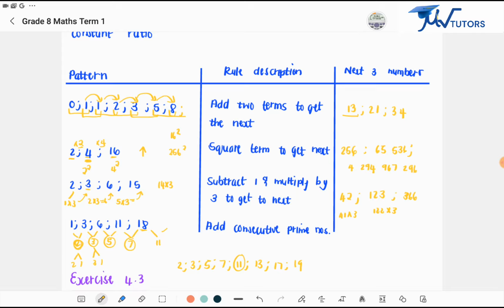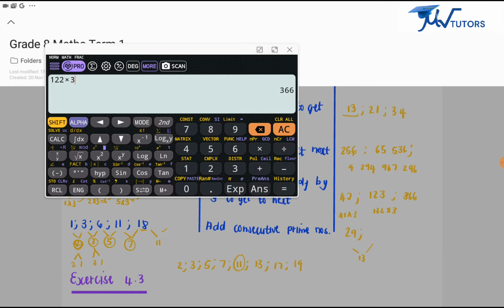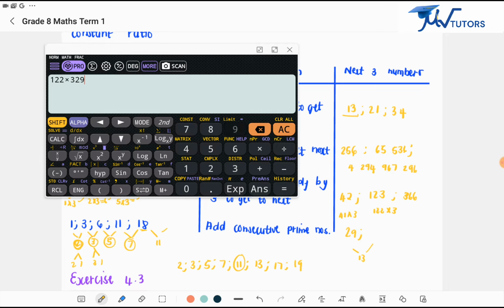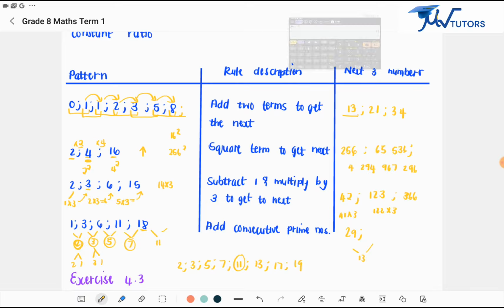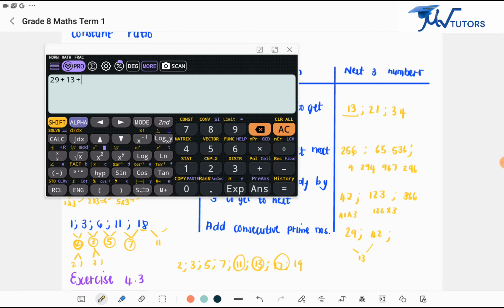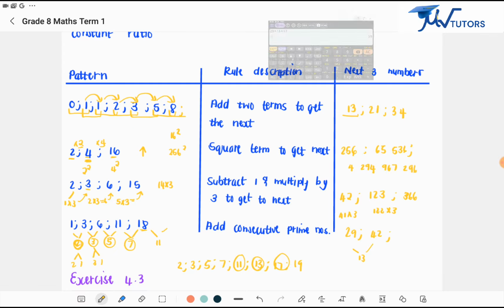If I add 11, I am going to get 29. And from there, I add 13. So if I add 13 to 29, what will I get? 29 plus 13 is 42. And then the next prime is 17. So 42 plus 17 is basically 59.